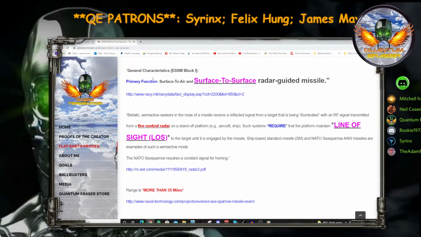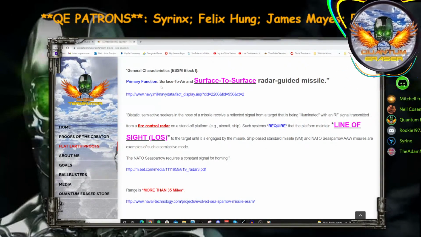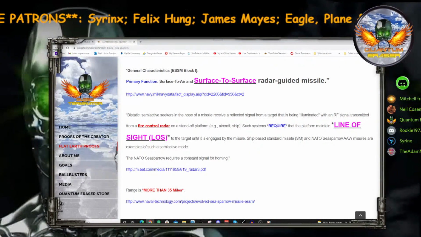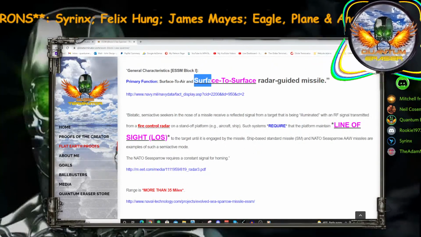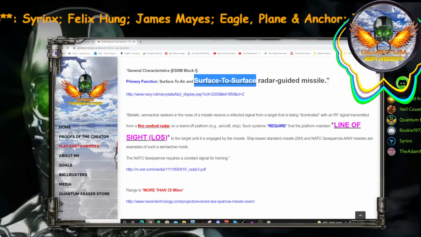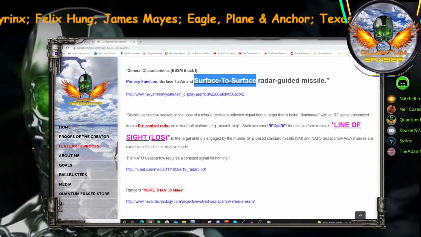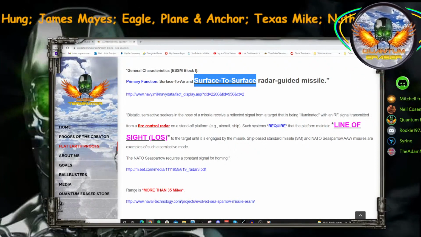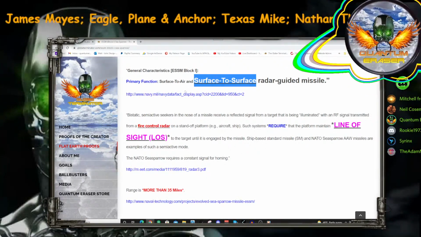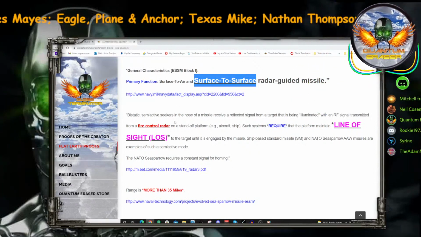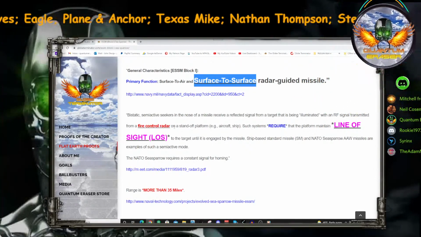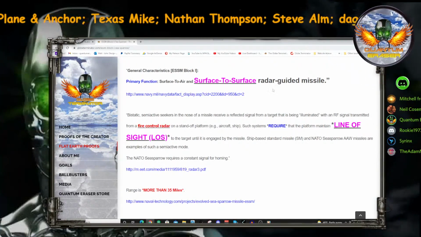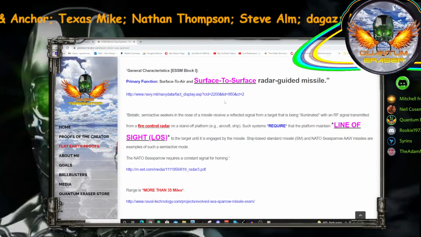This is the key from Navy.mil, ESSM Block 1. Primary function, surface to air and surface to surface radar guided missile. So both are primary functions, not just one. You will get Baltards climbing out of the woodwork saying, it's just a surface to air missile, QE. This has been going on for 5 years. I must have put out this presentation at least 8 times, right? And then provided them citation over and over again.